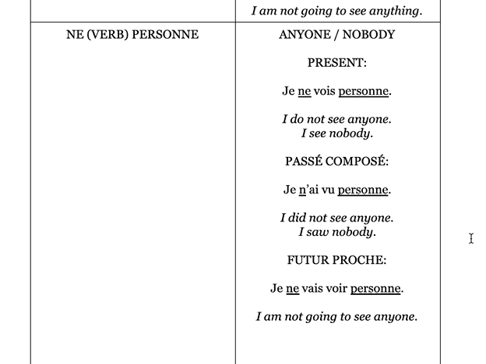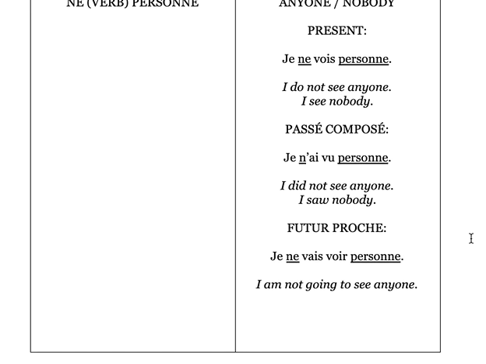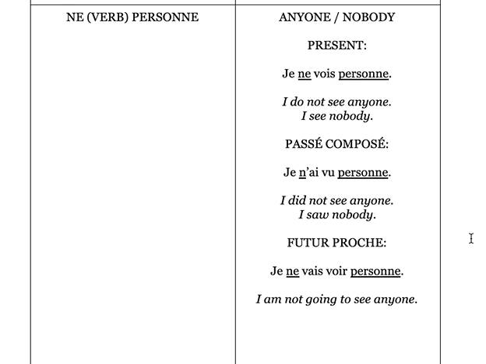In the passé composé, do you see something a little fishy about this? Je n'ai vu personne. Uh-oh. So now, with personne, you have to know that this is an exception when it comes to placement in the passé composé. The personne does complete the negation, but notice it comes after the past participle. So that's going to take some getting used to.